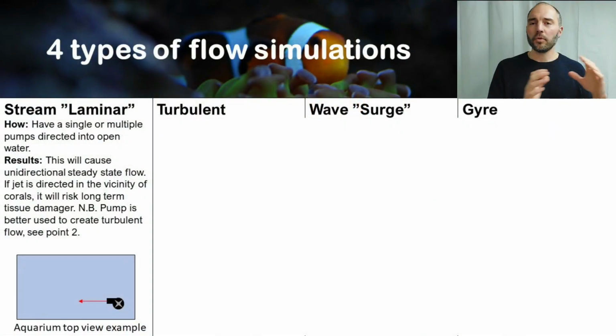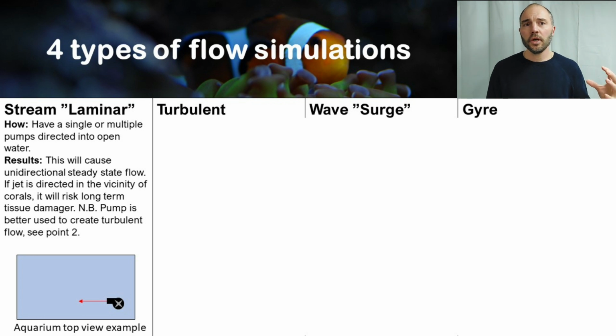Now, how do you create flow in your aquarium? We will be talking about 4 types of simulations of flow. And the first one being stream. I will refer to this as stream, but sometimes it's referred to as laminar flow.